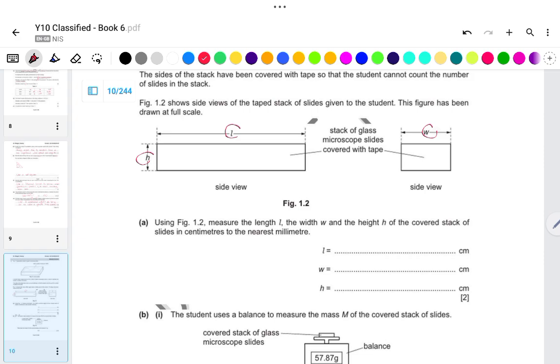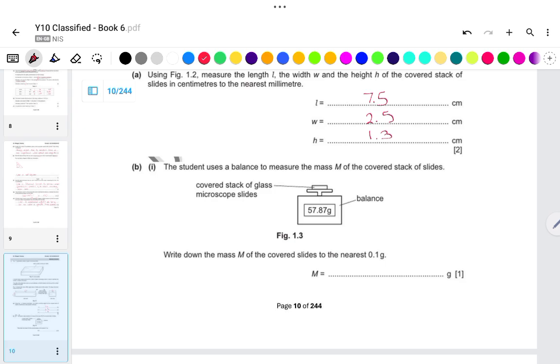Using figure 1.2, measure the length, width, and height of the covered stack of slides in centimeters to the nearest millimeter. Okay, nearest millimeter, so we're talking about 1 decimal place. I already have done that using my ruler, so please use your ruler to measure the length, width, and height. So the length was 7.5 centimeters, the width was 2.5 centimeters, and the height was 1.3 centimeters.